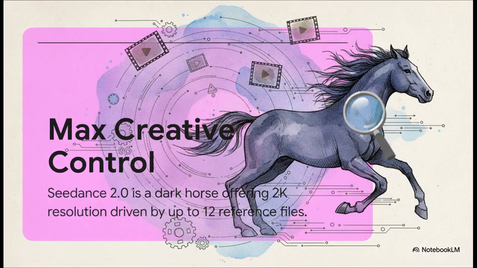And if you want to use reference videos and images to meticulously guide camera movement and ensure rigid subject consistency, Seedance 2.0 is your powerhouse. Like we said, it's the dark horse of 2026, offering an incredible reference-to-video workflow driven by up to 12 reference files that the closed models simply do not match natively yet.